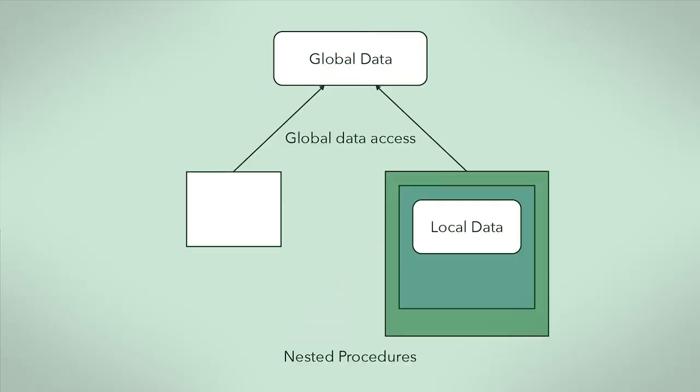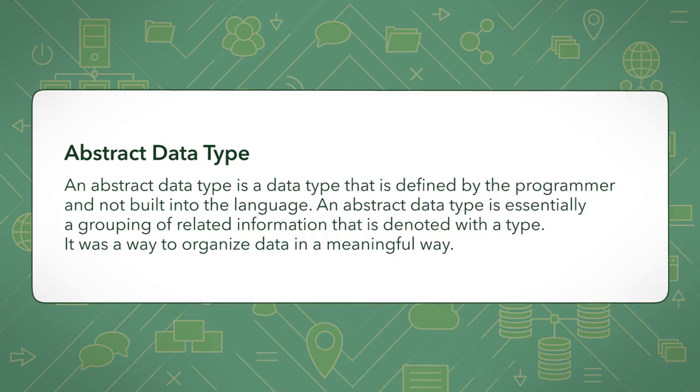The idea of local variables was introduced. Subroutines were called procedures, which could contain nested procedures, and each one could have their own variables. ALGOL 68 and Pascal support the notion of an abstract data type, which is a data type that is defined by the programmer and not built into the language. An abstract data type is essentially a grouping of related information that is denoted with a type. It was a way to organize data in a meaningful way.